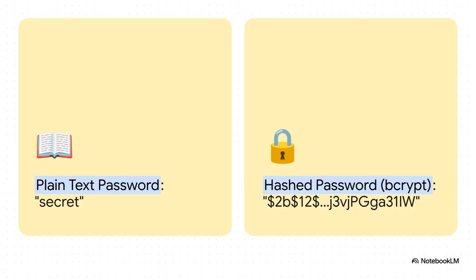Instead of storing the actual password, we run it through a special one-way function called a hash. We store that resulting string of gibberish. It's a one-way street. You can't go backwards. You can't reverse engineer it to get the original password. So when a user logs in, we just hash the password they gave us and see if it matches the hash we have on file. We can verify who they are without ever needing to know their actual password.